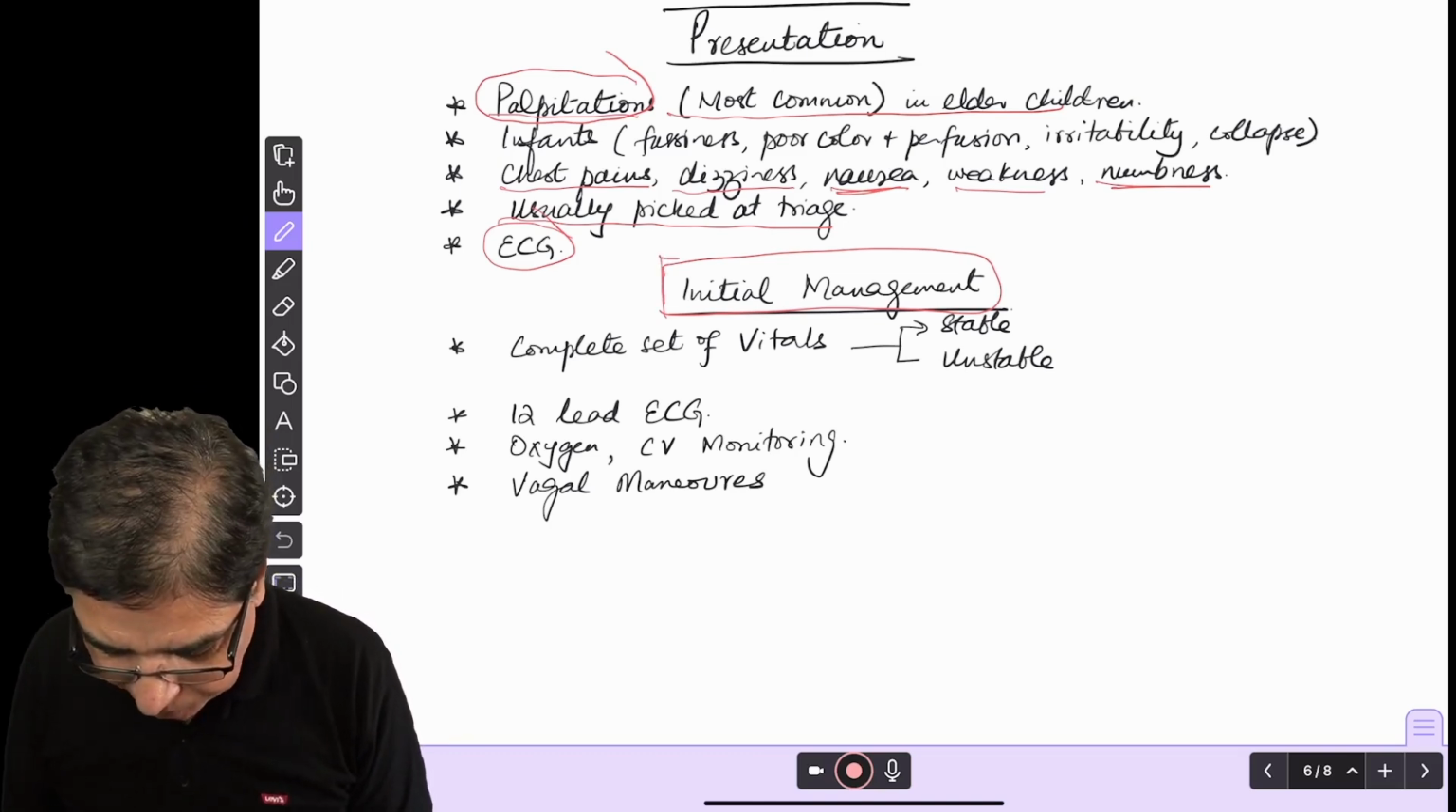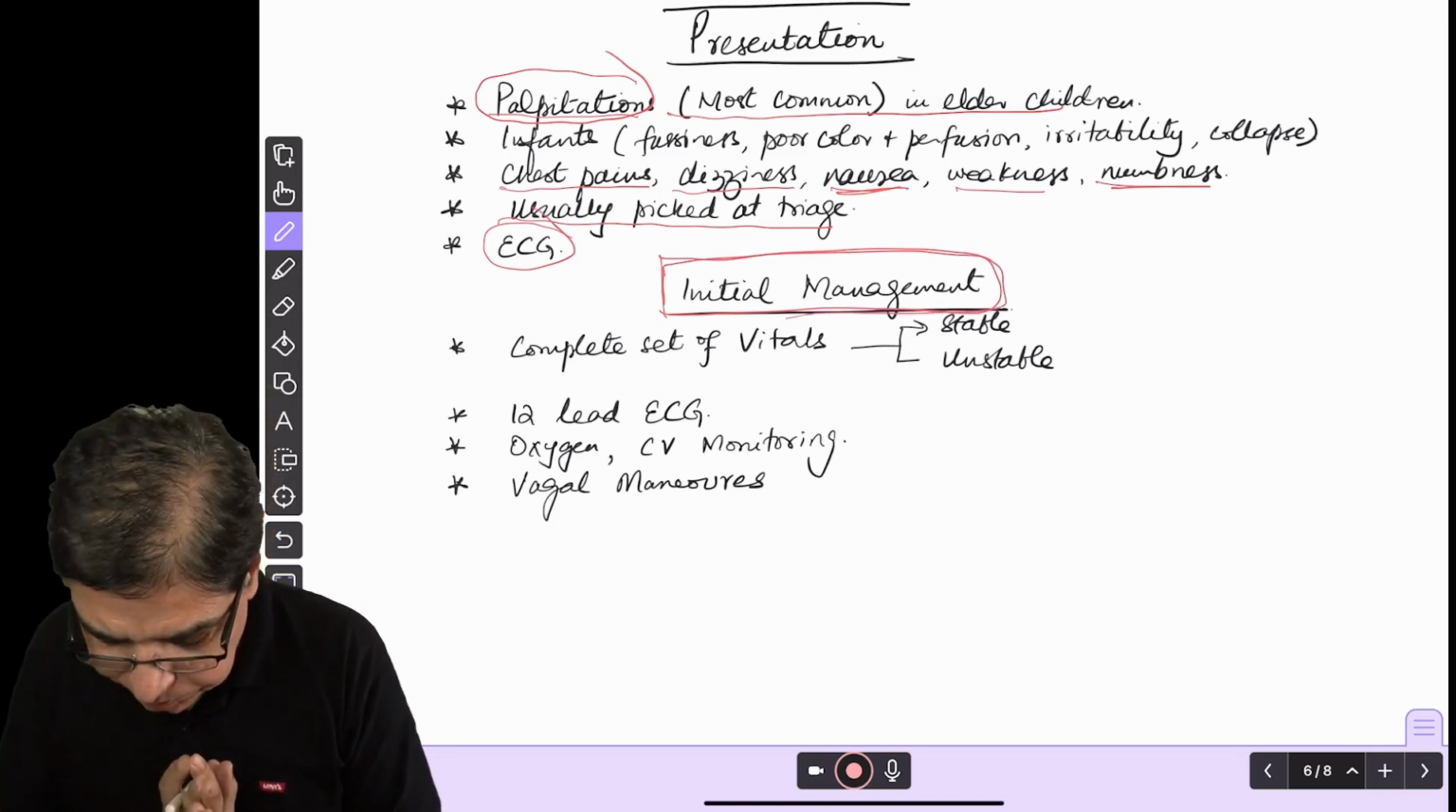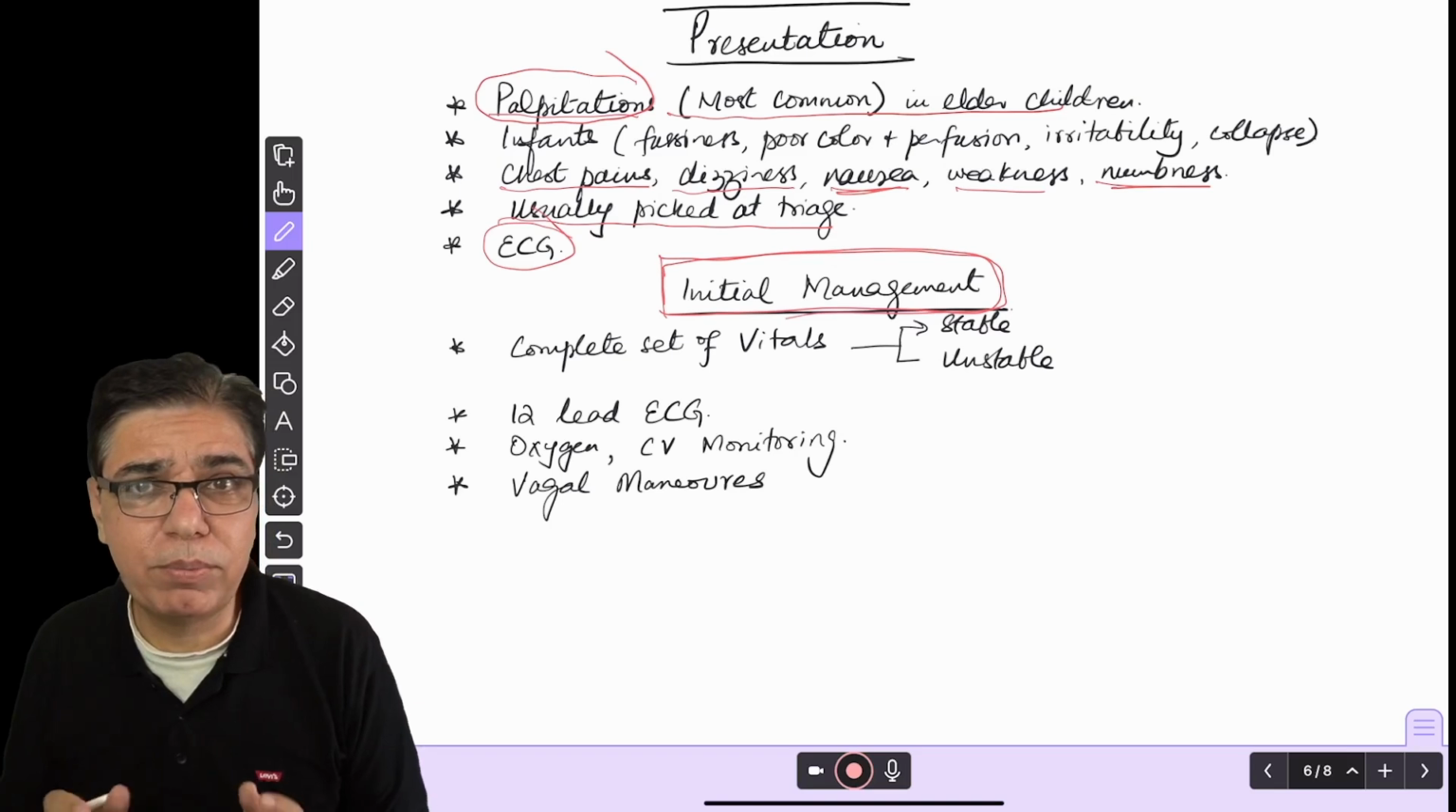Now coming down to the management. The management, we divide into two parts. One is the initial management, and the other is the proper management.